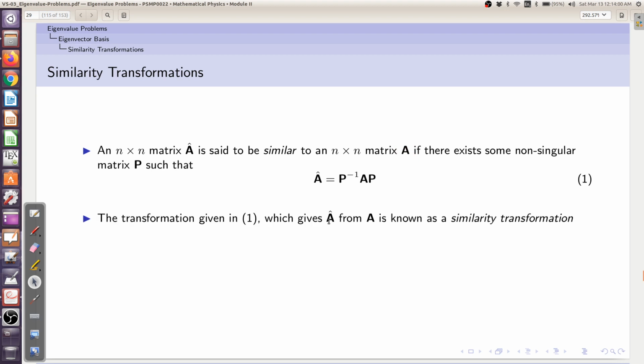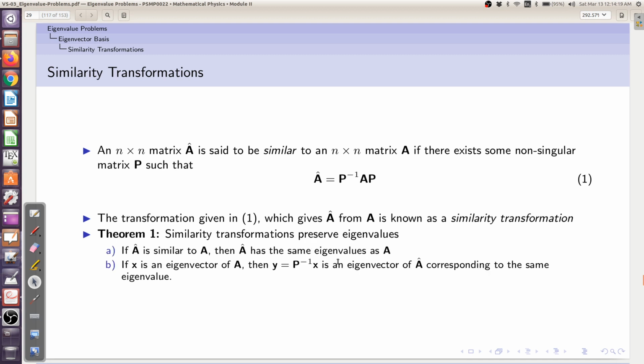So this kind of a transformation is known as a similarity transformation. That means a transformation which transforms a matrix to a similar matrix using a non-singular matrix P. Similarity transformations preserve eigenvalues. So if A cap is similar to A, then A cap has exactly the same eigenvalues as A. If x is an eigenvector of A, then y is equal to P inverse x is an eigenvector of A cap corresponding to the same eigenvalue.